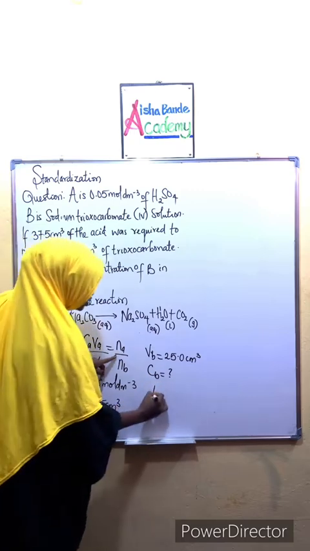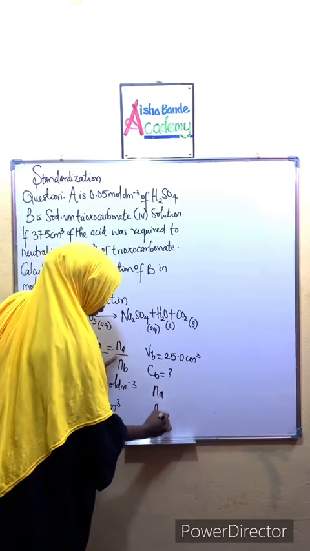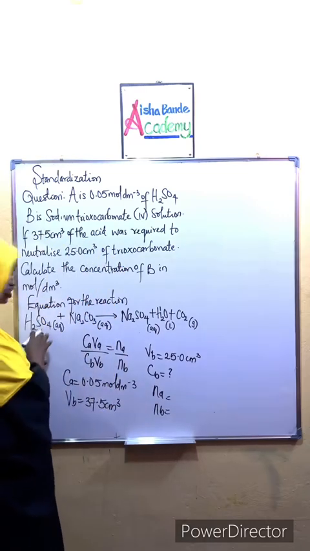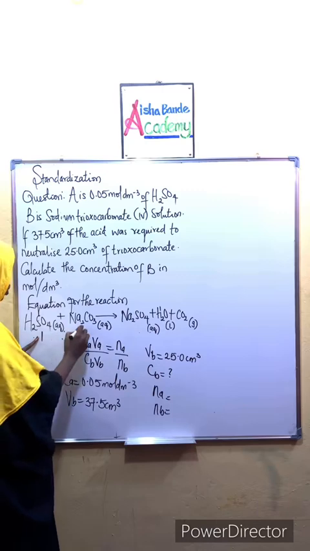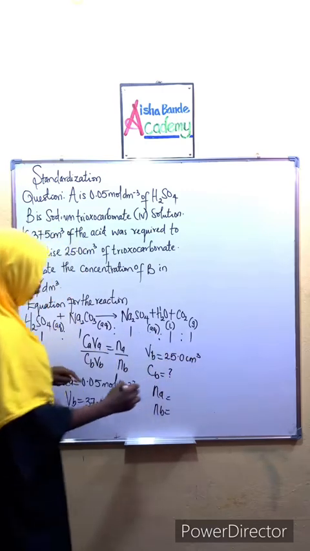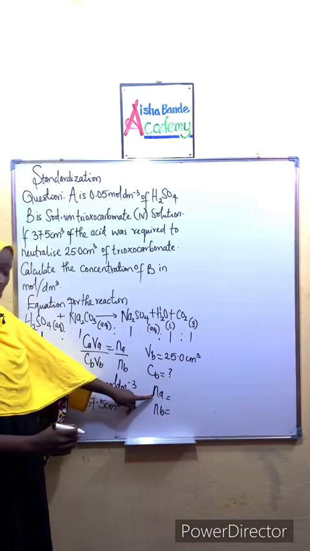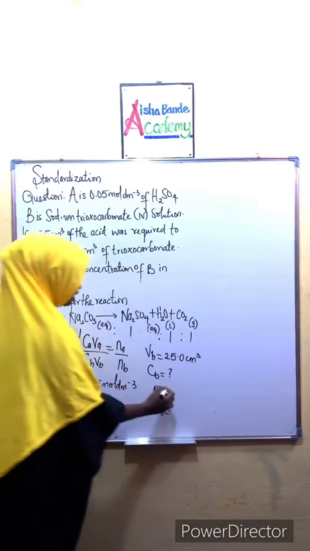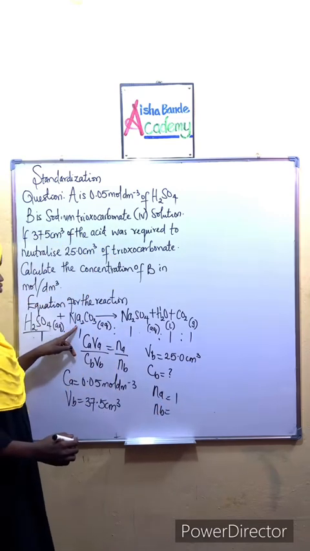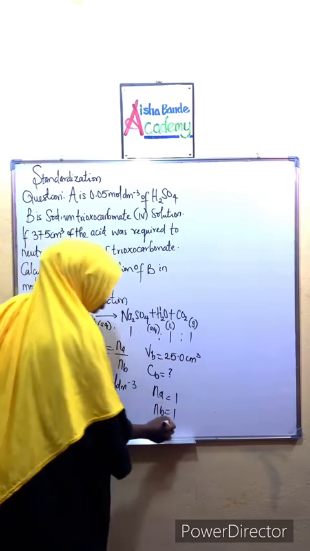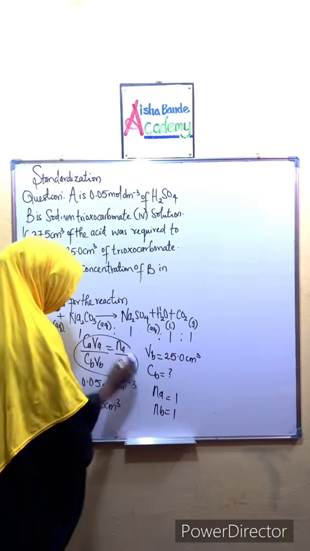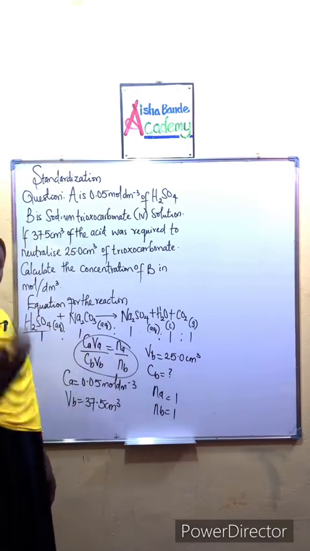Now, for us to get the number of moles of acid and number of moles of base, we go to the equation to check that. Let's check the mole ratio. This is going to be 1 to 1. So the acid in this case is the H2SO4, which means the number of moles is 1, while the base, which is the trioxocarbonate, number of moles also is 1. So now we have all our parameters. All we need to do is substitute the parameters into the expression given, and we get the final answer.